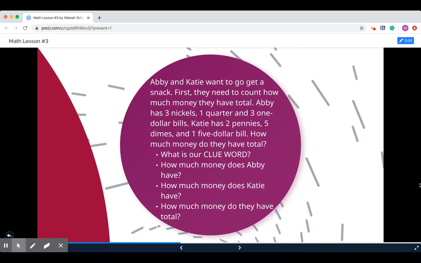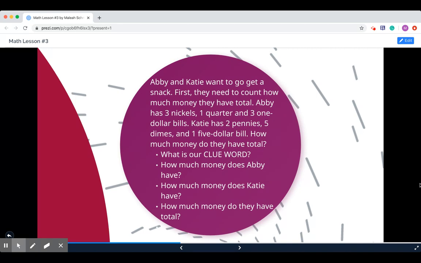Abby and Katie want to go get a snack. First, they need to count how much money they have total. Abby has 3 nickels, 1 quarter, and 3 $1 bills. Katie has 2 pennies, 5 dimes, and 1 $5 bill. How much money do they have total?